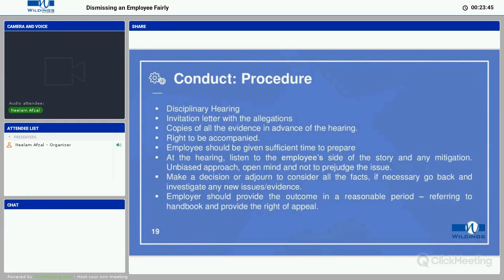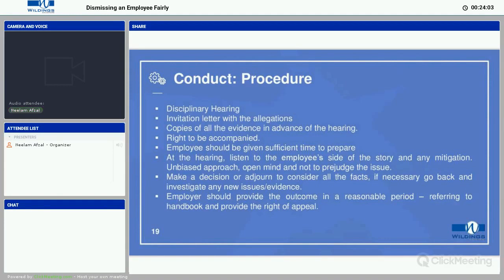And if there's anything during the disciplinary hearing that's fresh new evidence, for example, an employee can give you details of a new witness, what you would do is adjourn the hearing, go back to the investigation stage, carry out the investigation, and come back and then make a decision.